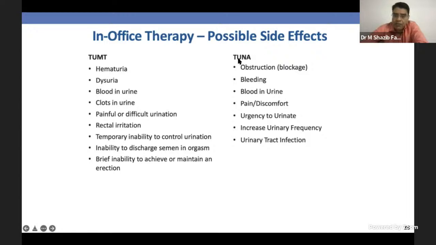Similarly, side effects for transurethral needle ablation: there could be obstruction in passing urine, the patient can have hematuria, pain, urgency, sometimes increased frequency of micturition, and can have a few episodes of urinary tract infection.